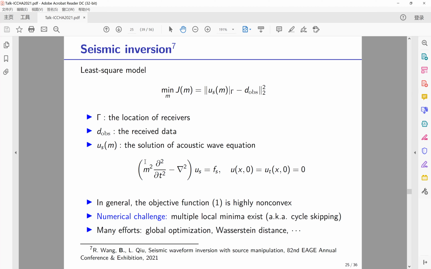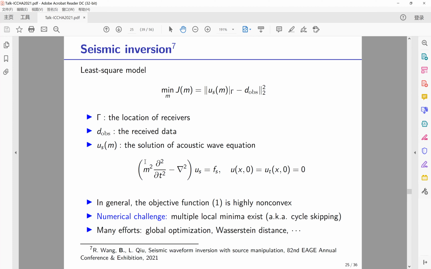In these applications, we know that the objective function is always highly non-convex. Numerically, there are many local minima. In geophysics, they call this cycle skipping. Among many efforts, we can do some global optimization, and we can also apply the Wasserstein distance as a loss function to solve these problems.